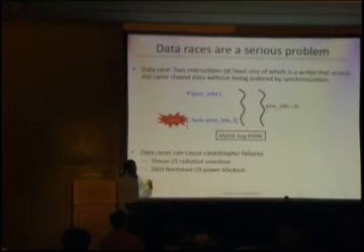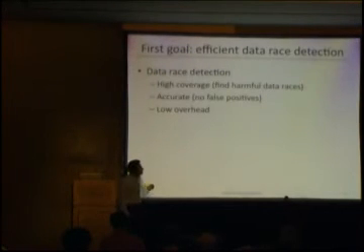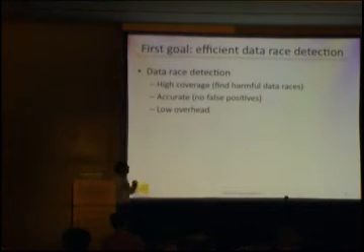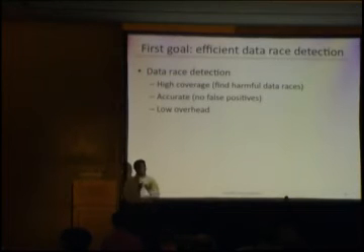Now, when we think about data races, there are two fundamental ways to address them. The first thing you can do is run a data race detector, which is a tool that can be used to test programs in development prior to shipping the software. Ideally, we'd like three properties in a data race detector. The first is high coverage. What we mean by this is, given a program, we want the tool to tell us all the harmful data races that exist in the program.